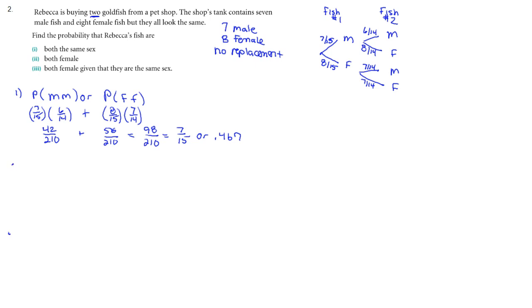All right, so let's look at part 2. In part 2, they want to know about the probability of them both being female. Well, we already figured that out. That's easy. That's 56 over 210.